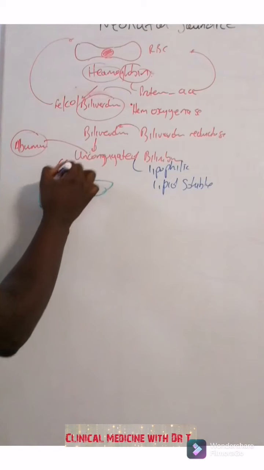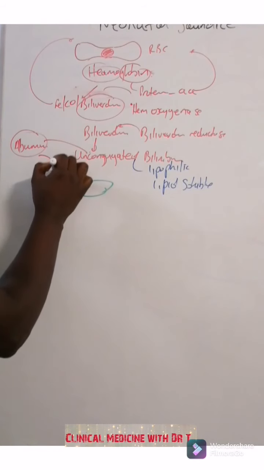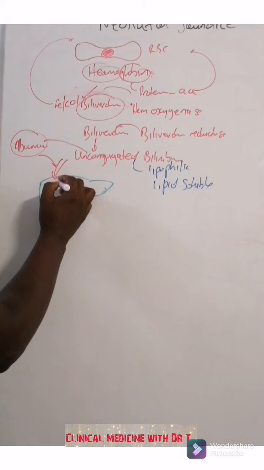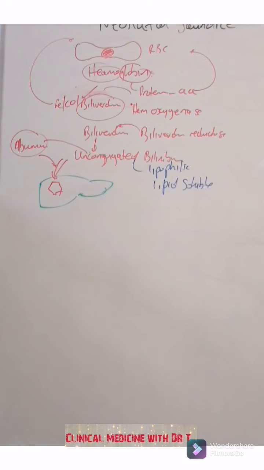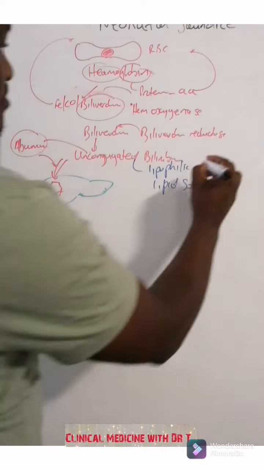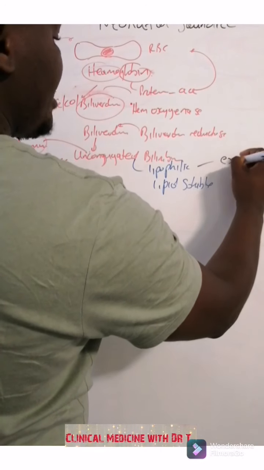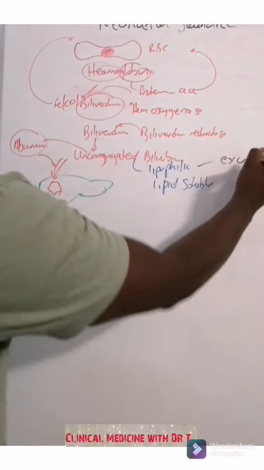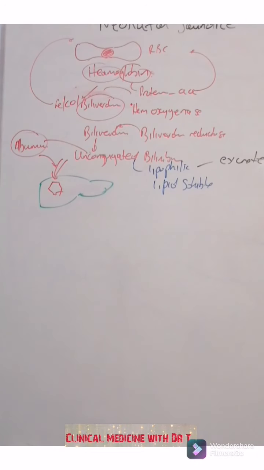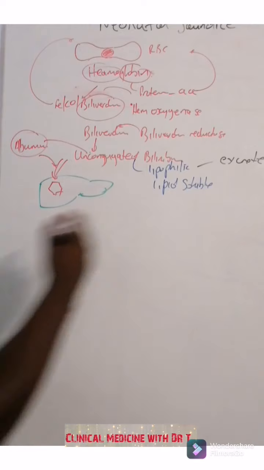So this complex comes in and is taken up by the hepatocytes. Why do we need to conjugate this unconjugated bilirubin? One reason is to be able to excrete it, because we want to keep bilirubin in controlled amounts in the blood. So we want to excrete it. That's why we need to conjugate it.